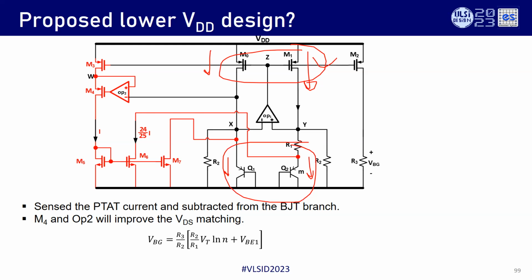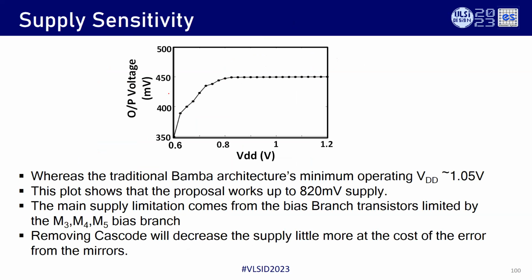For the rest, you can see the supply sensitivity here. It perfectly works up to about 820, and again this is limited by the low, -40 degrees temperature corner.